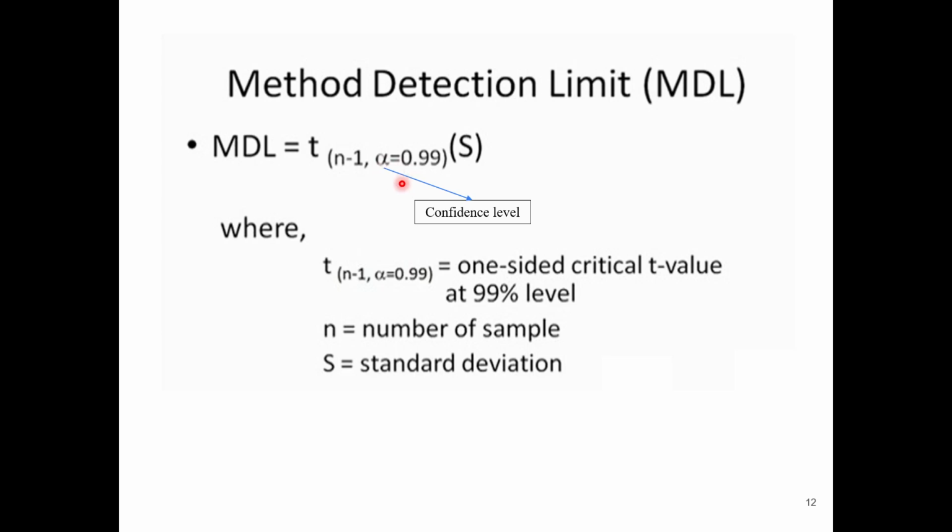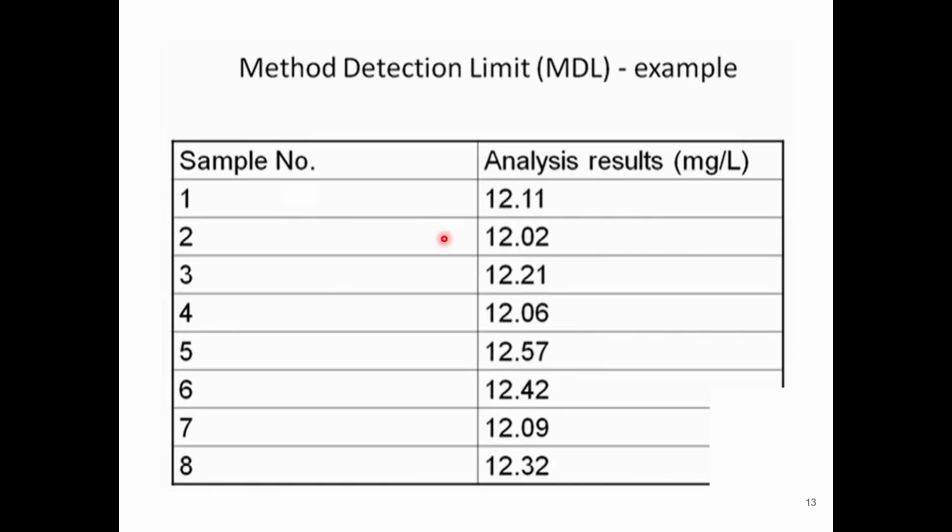Generally alpha signifies the significance level, and confidence level is generally 1 minus alpha. But in this case, alpha is basically the confidence level and not the significance level. Okay. And n minus 1, basically we always take one sample less than the total sample. That is why it is n minus 1. So t is the one-sided critical t value for n minus 1 samples at a confidence level of 99%, and multiplying this with the standard deviation, we get the method detection limit, or MDL.